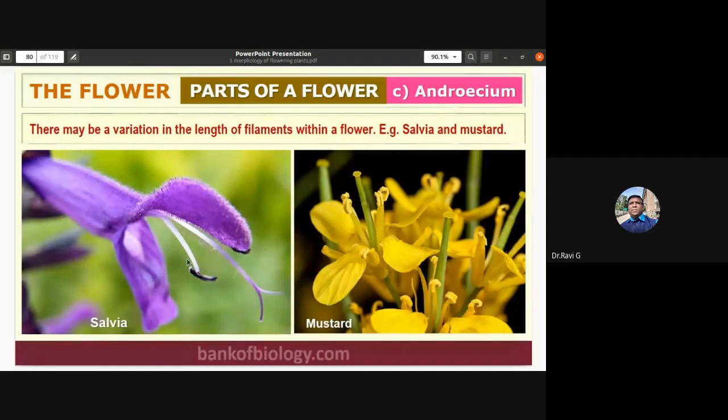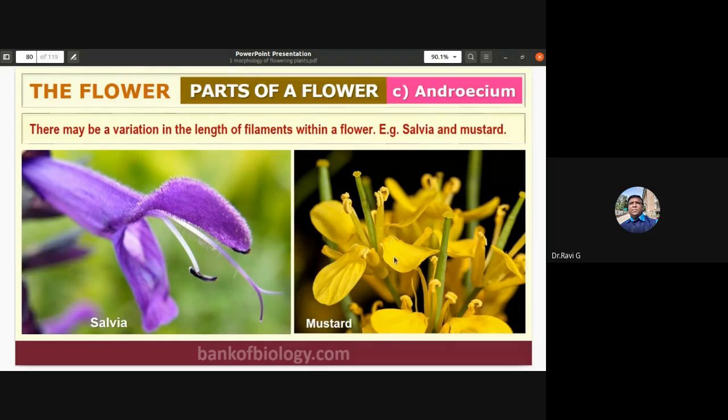See the salvia, the variation in the length of filaments is noticed within a flower. In salvia, you notice that they have two lobes, a sterile lobe and a fertile lobe. You can also notice this lever mechanism in salvia. The length of the filaments will be different.